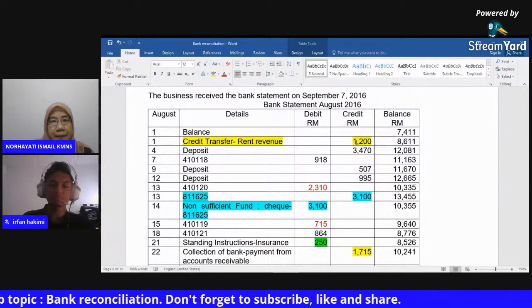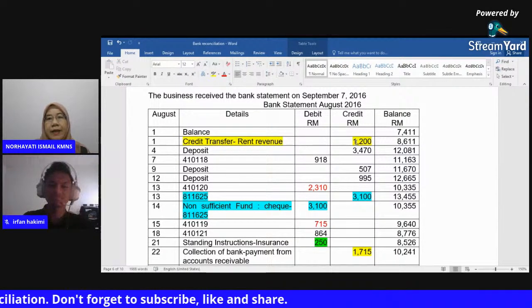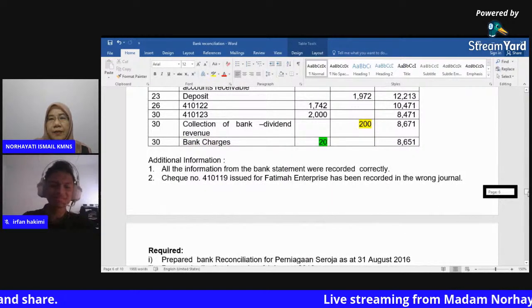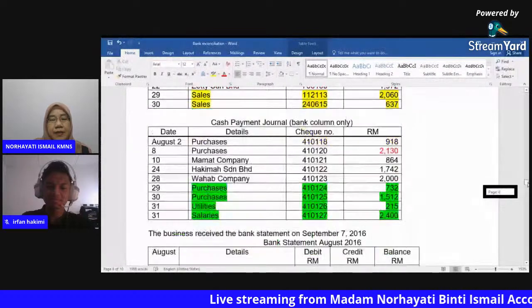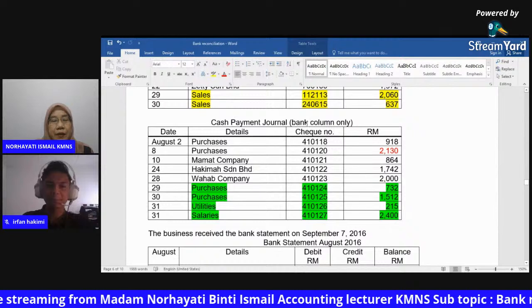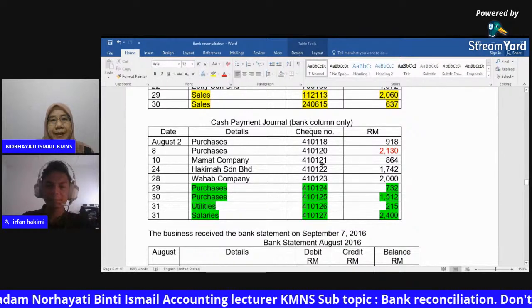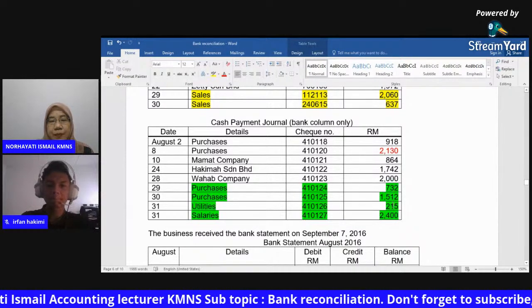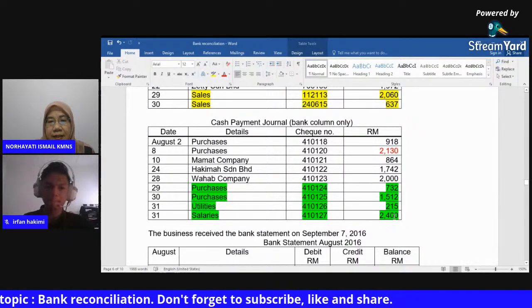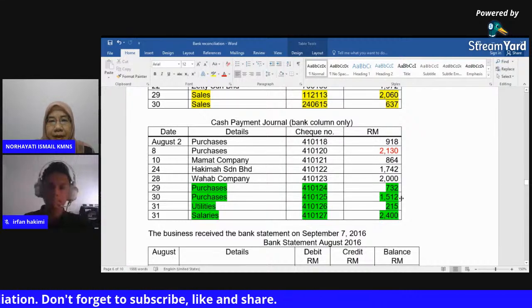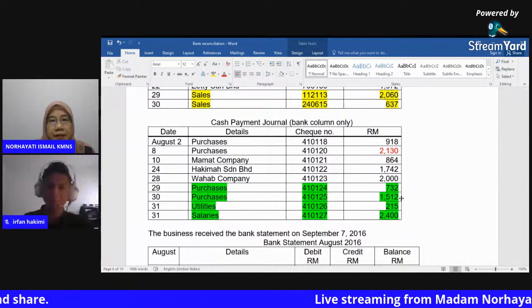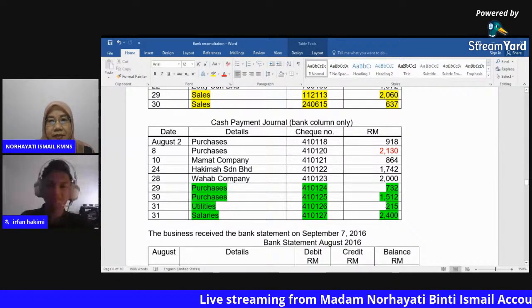The third step, we must compare the credit item in the cash book with the debit item in the bank statement. So this is the item for the credit side of the cash book. So we find out 1, 2, 3, 4. These 4 items had been recorded in the cash book but not in the bank statement. So we have to make an adjustment in the bank statement and we call this one outstanding check.